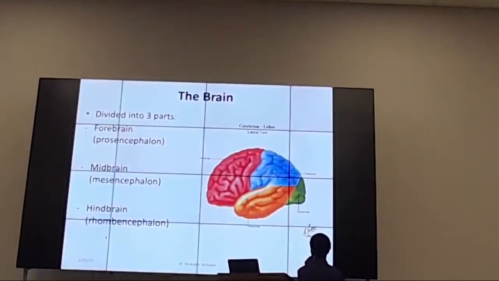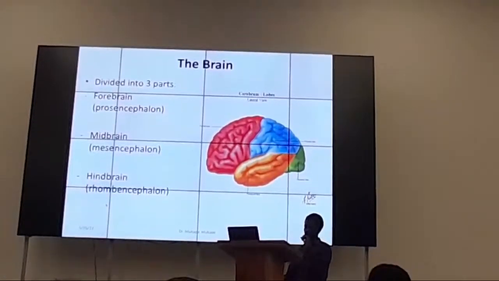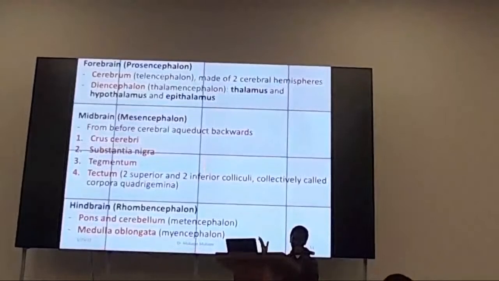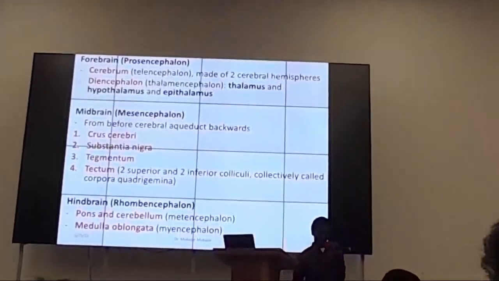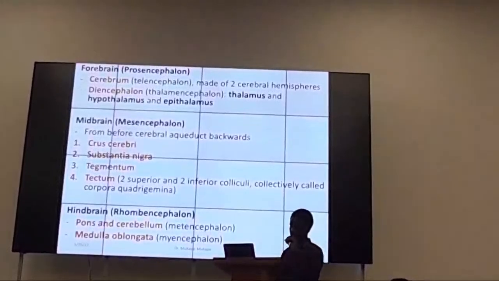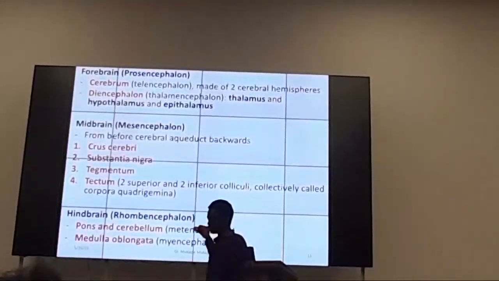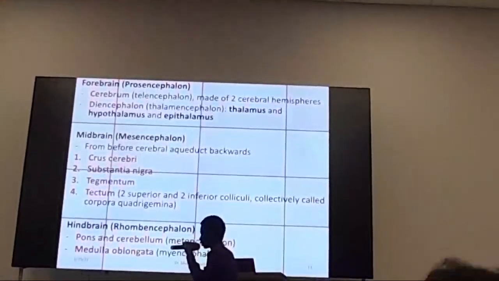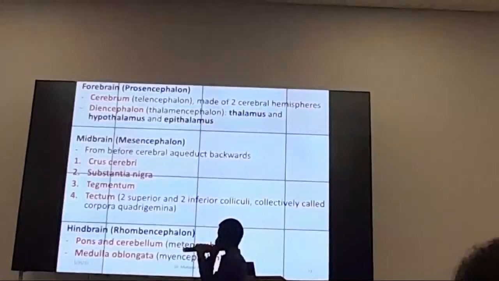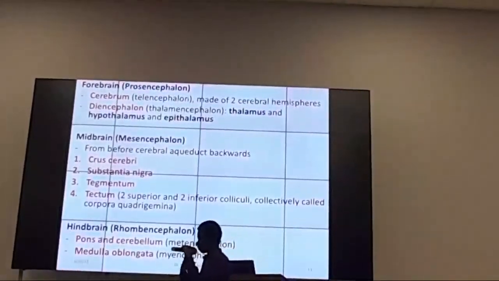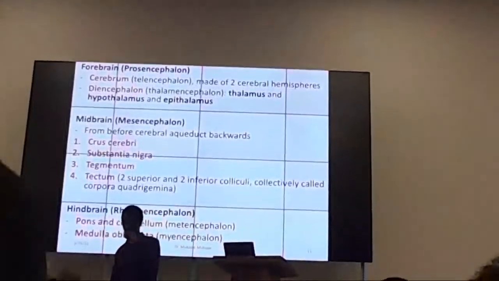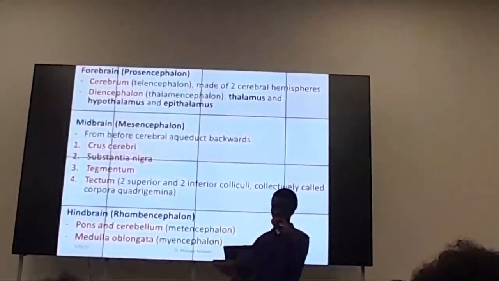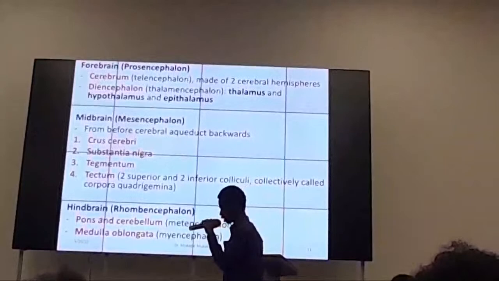So remember, we are talking about the divisions. So prosencephalon, the telencephalon or cerebrum, and the diencephalon. The diencephalon consists of three major parts: the hypothalamus, thalamus, and epithalamus. So you should know the components of the diencephalon. Which of the following is not a component of the diencephalon? You should know which one should not be there, isn't it?